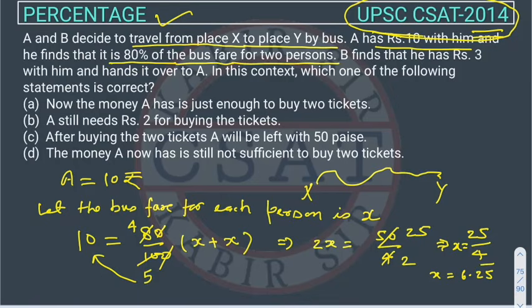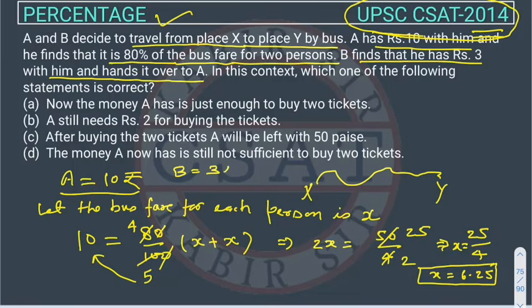6.25 rupees, right? So the fare of the bus is 6 rupees 25 paisa. B finds that he has 3 rupees with him and hands it over to A. So A was having 10 rupees, now B has given his 3 rupees to A. So now how much money does A have? A has 13 rupees, and the fare of two people is how much?